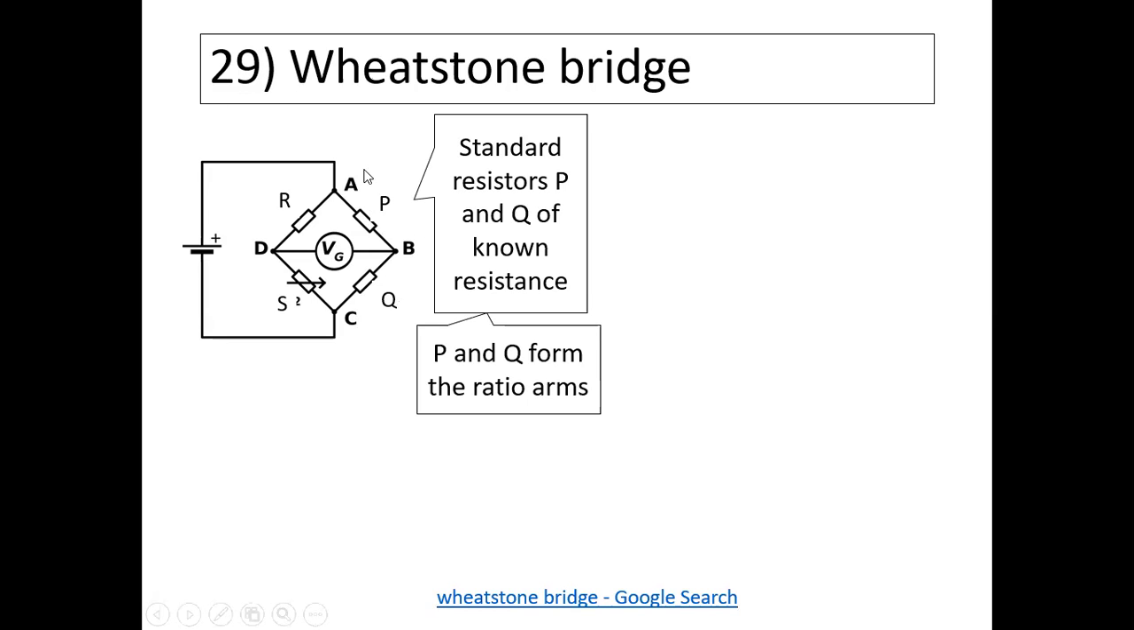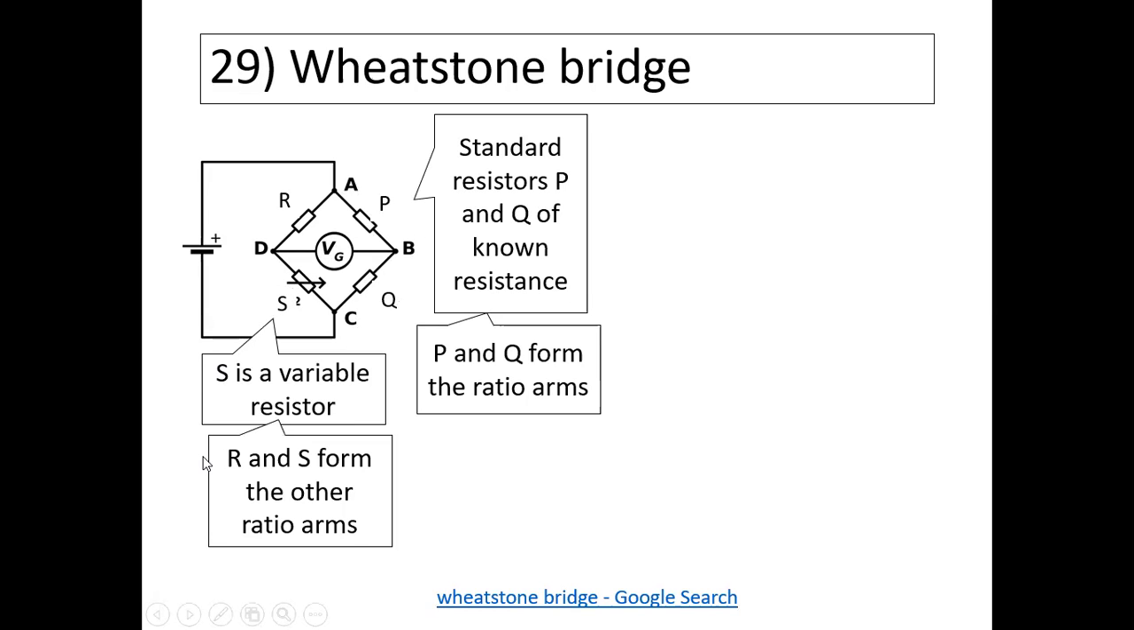So this one forms a ratio arm. Ratio arm. That means P divided by Q will give you a number, a ratio. S is a variable resistor. R and S form the other ratio arm. This one divided by that, this one divided by that. Basically, we want to find this unknown resistance R. This 2 is chosen to give a ratio, and we adjust this one until there's no current flowing through here.